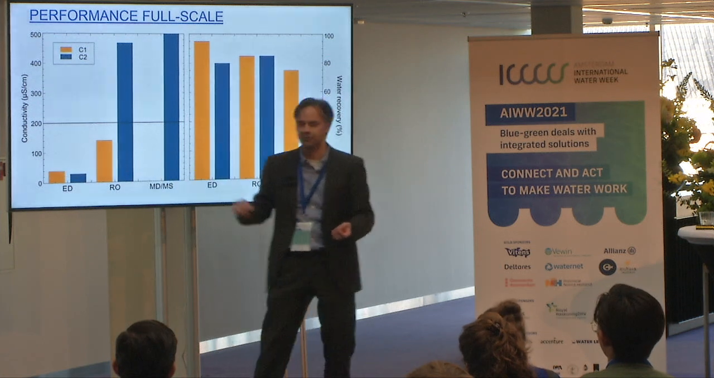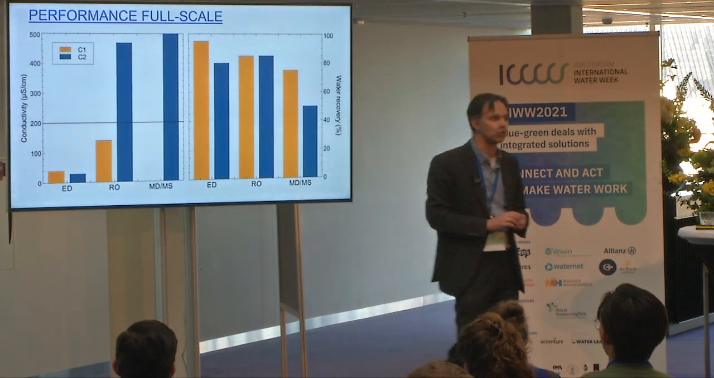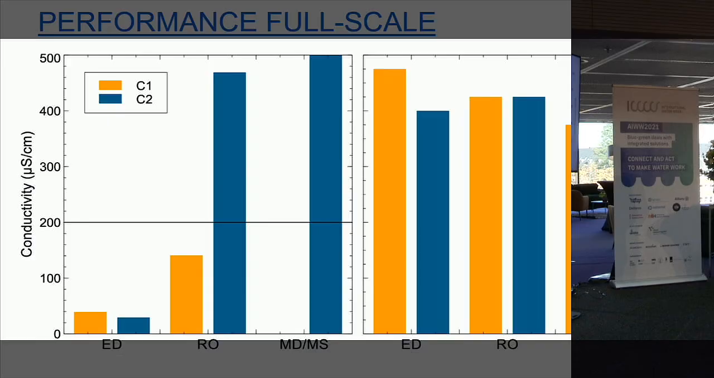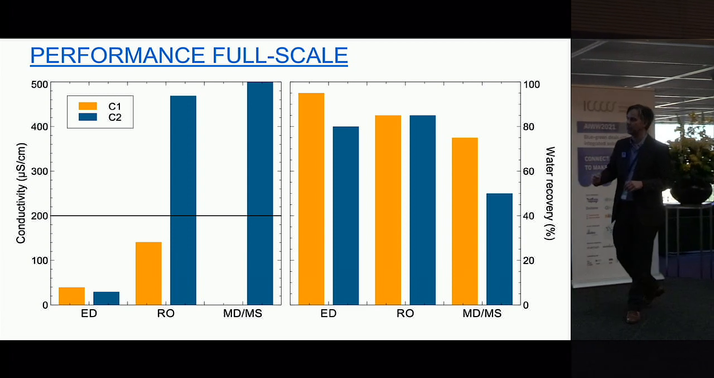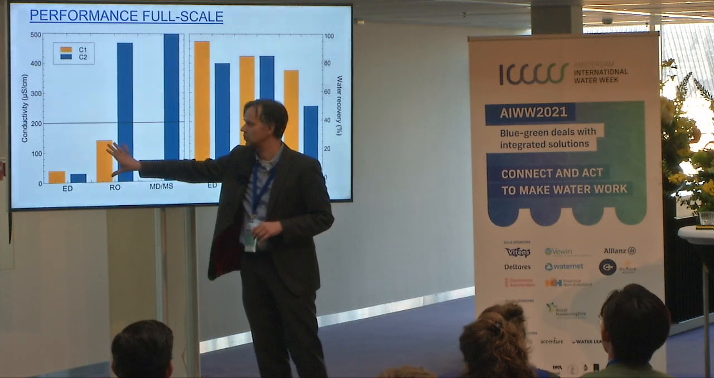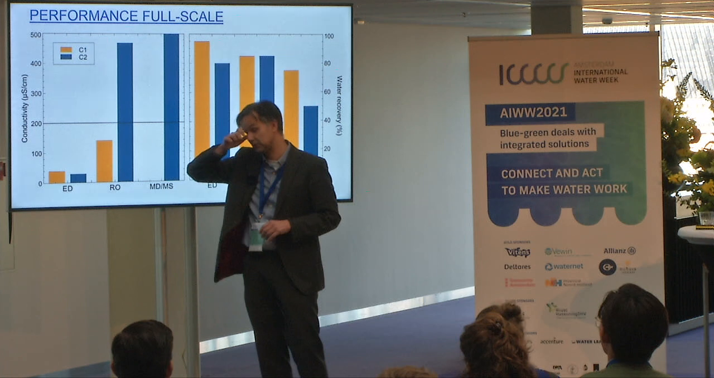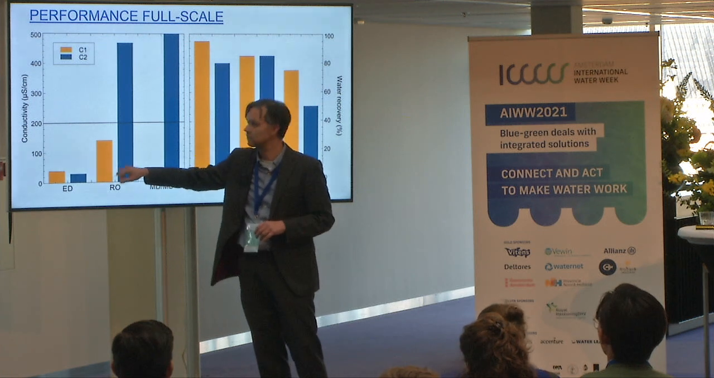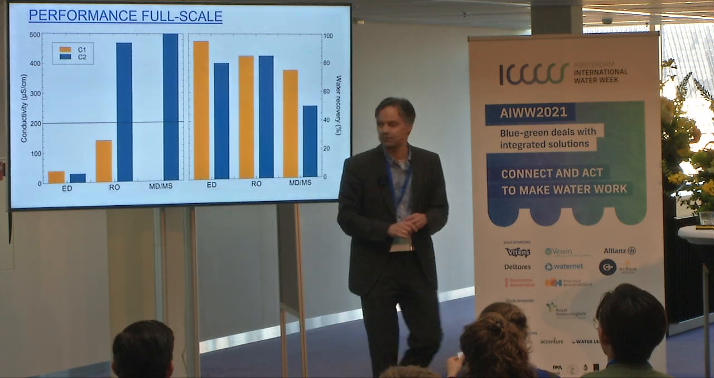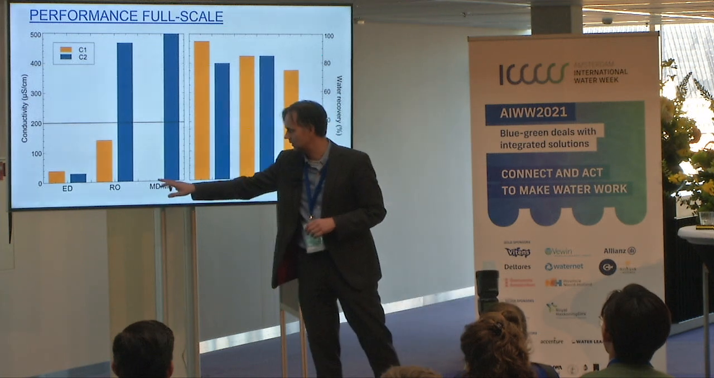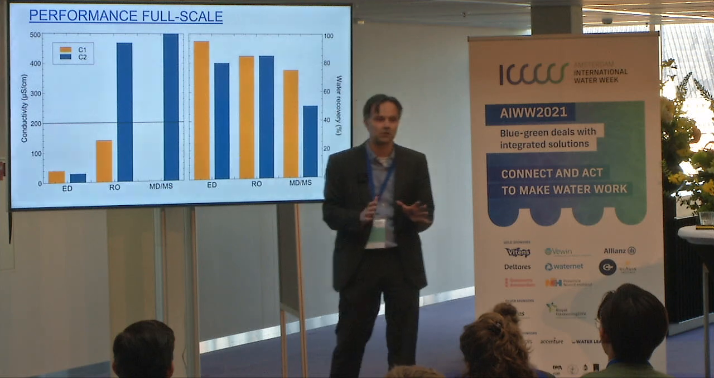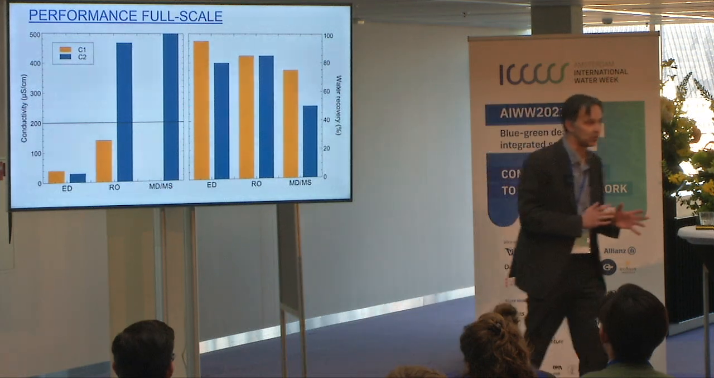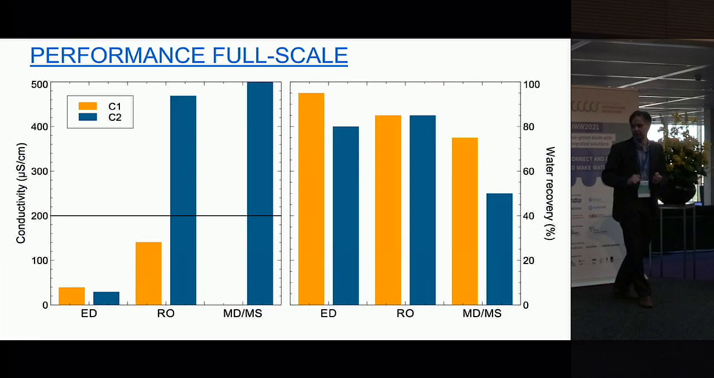For RO, it was different. It depended very much on the strength of your feed water because there's a fixed rejection of a reverse osmosis barrier. So it managed to get under 200 microsiemens per centimeter for the low-loaded, but not for the high-loaded condensate stream. And if you look at membrane distillation, you will say, well, there's no bar. Yeah, exactly. There was nothing in there. So that had the best quality compared with the other two technologies.